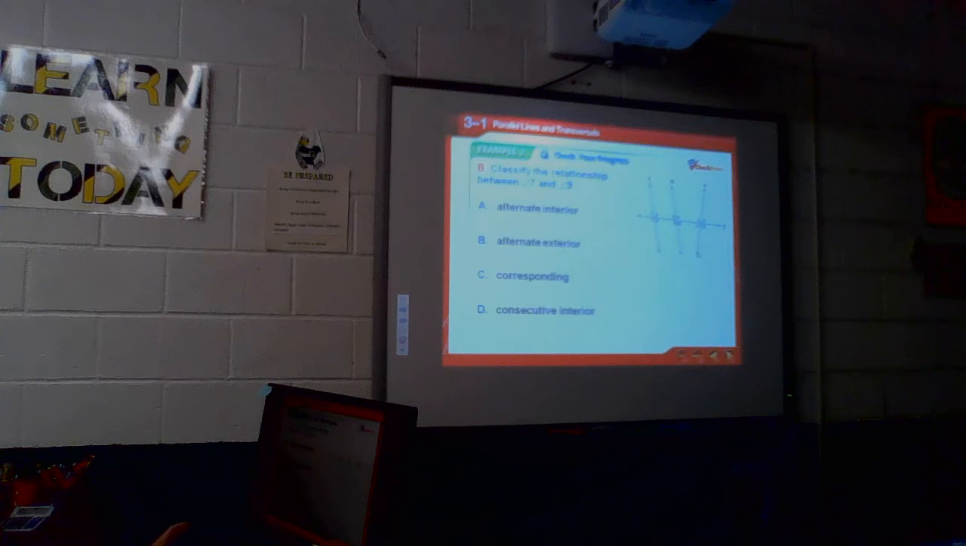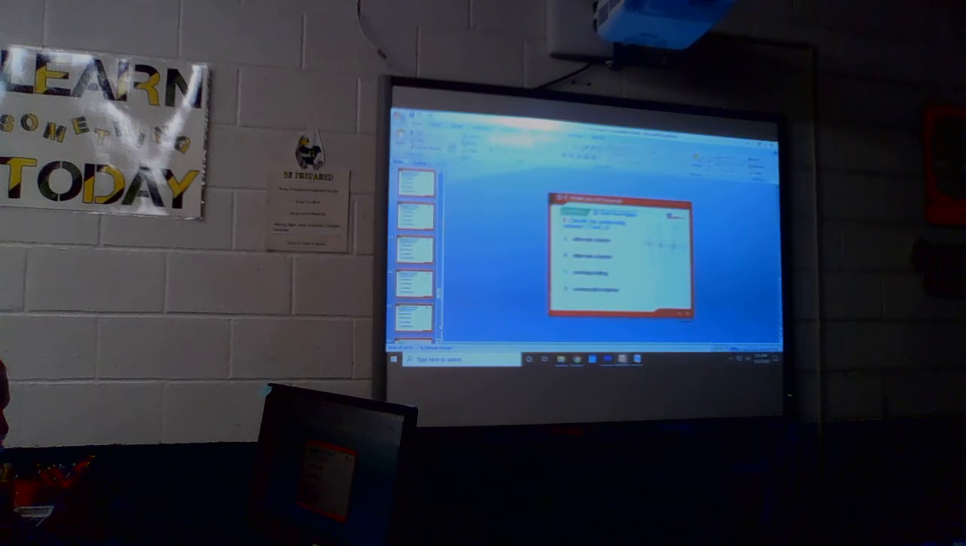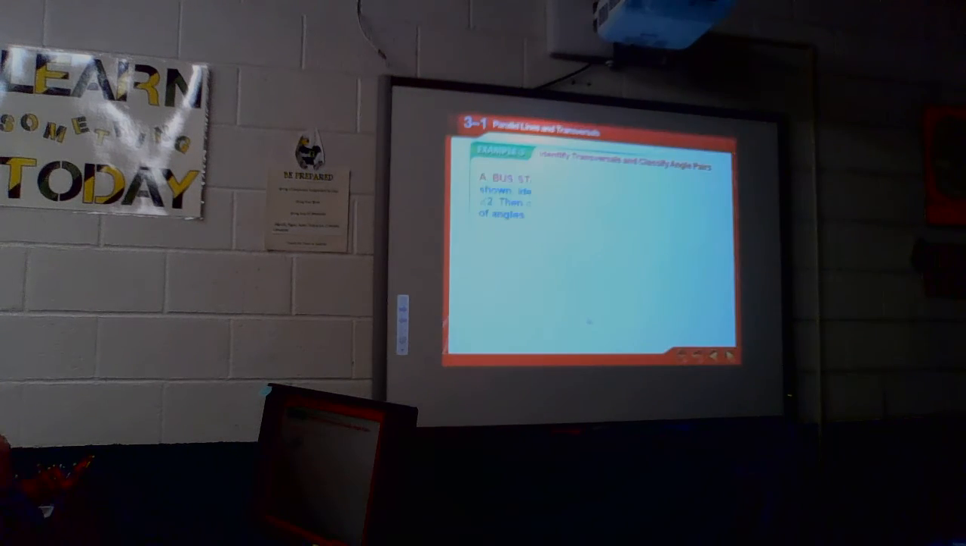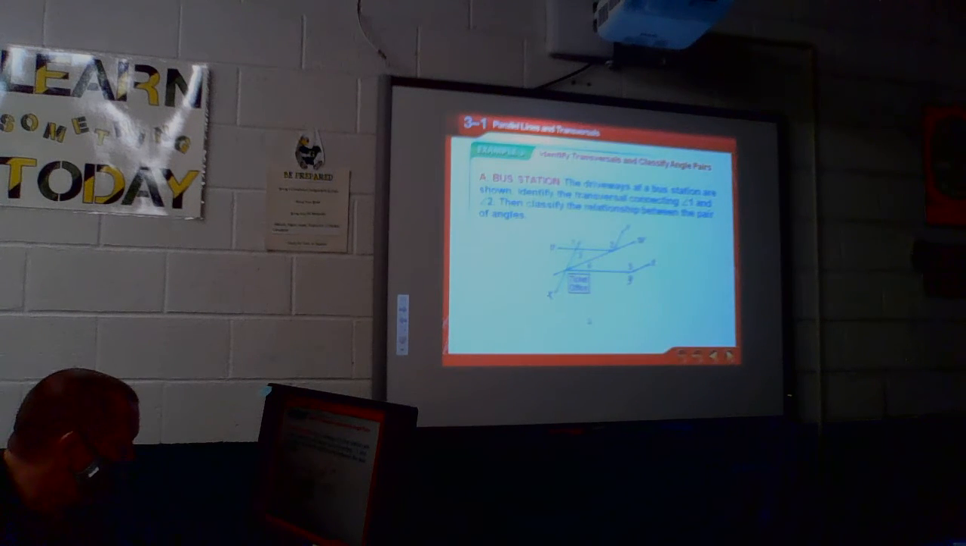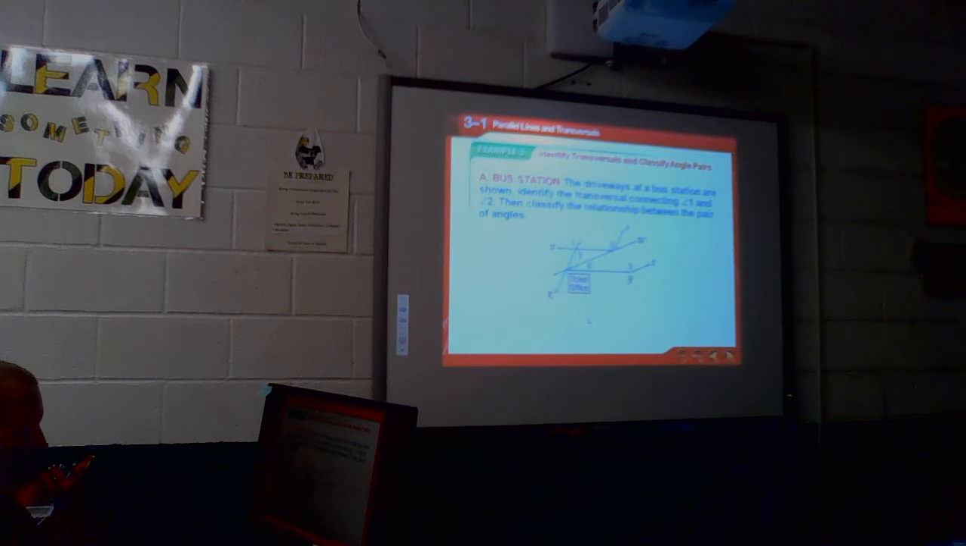Anybody need more examples of any of that stuff? That's basically what you're going to do for today. Ooh, this is a good one. So the bus station. The driveways at a bus station are shown. Identify the transversal connecting 1 and 2. What is the transversal if we're looking at angle 1 and angle 2?